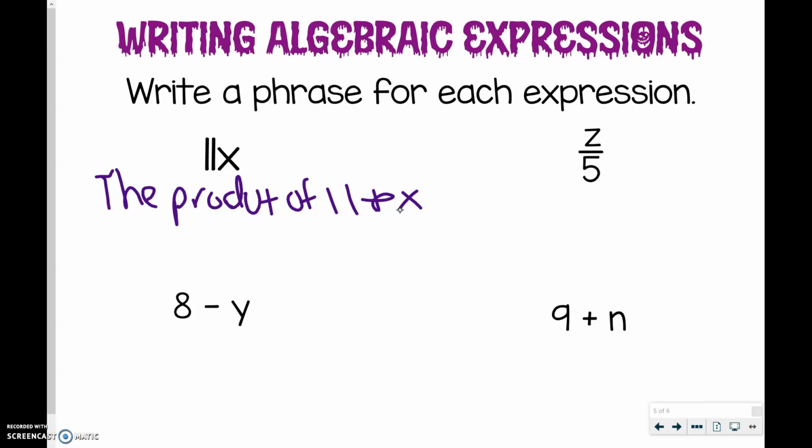That's just my quick symbol for "and," by the way. If you want to write the word out, that's fine. Oops, I just realized I missed the C. Okay, so the product of 11 and x. Sorry, my handwriting's not the best. It's hard to write on this.